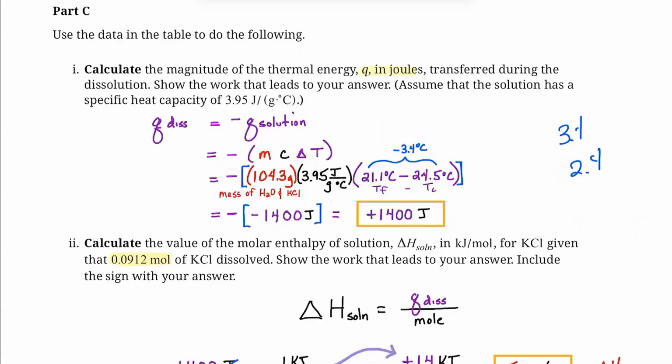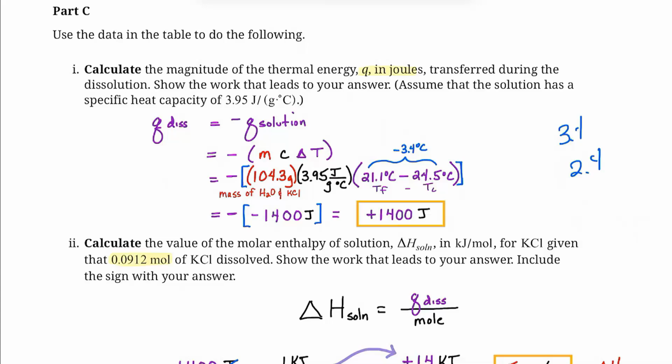So on the previous page, they gave us a list of data. They gave us the final temperature. They gave us the initial temperature. So we have a change of negative 3.4. And they also just told us the specific heat is 3.95. And the tricky part here is that the mass of the water and the KCl must be added together to get to the mass of your solution.